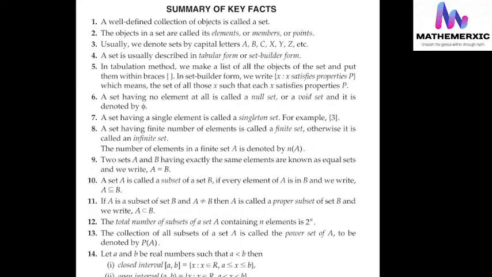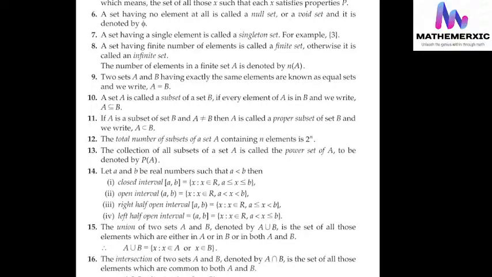A set having a single element is a singleton set. Infinite sets can be there, finite sets can be there. n(A), when we write it, is called the number of elements. Two sets having exactly the same elements are known as equal sets. Ordering is not important. We will say they are equal sets.